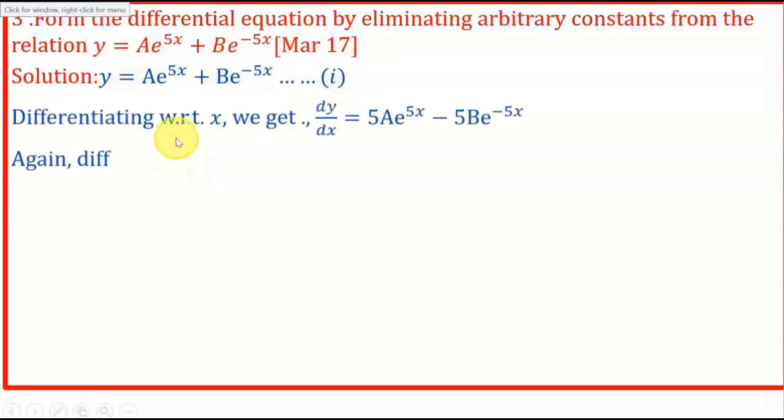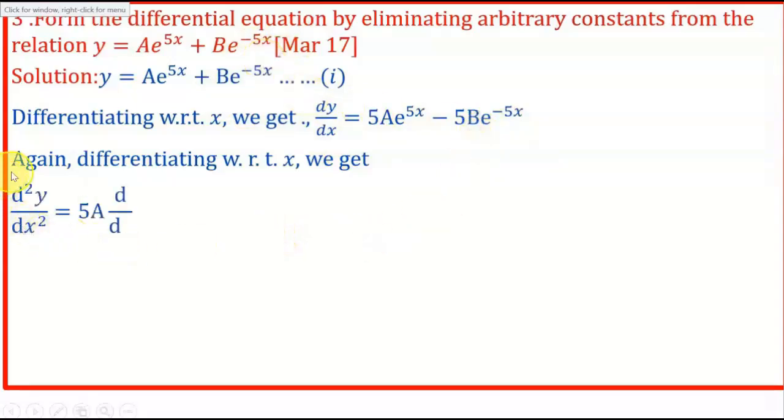First, differentiating with respect to x, dy by dx is equal to the derivative of e raised to 5x, which is e raised to 5x, and the derivative of 5x is 5. Again, the derivative of e raised to minus 5x is e raised to minus 5x, and the derivative of minus 5x is minus 5. Now again differentiate this with respect to x.